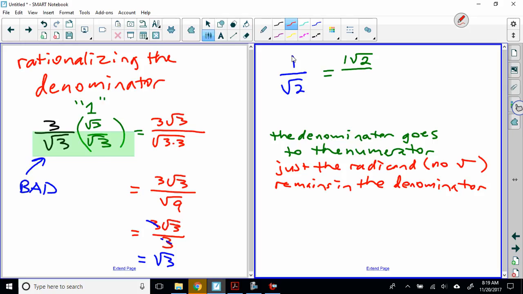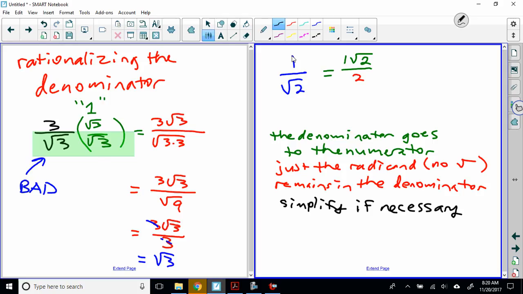So in this example with 1 over the square root of 2, we saw the square root of 2 joins the 1 up top. So what's going to be in the bottom? Just the radicand. So just a 2. And then finally, we should go ahead and simplify if necessary. Is there anything we can simplify?